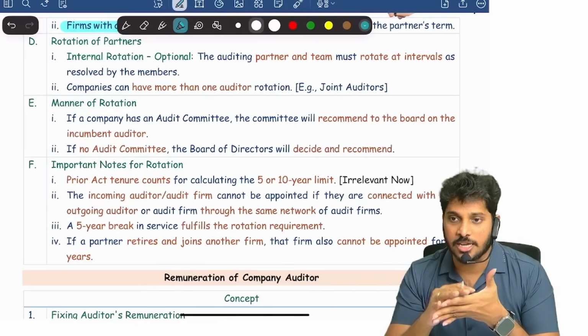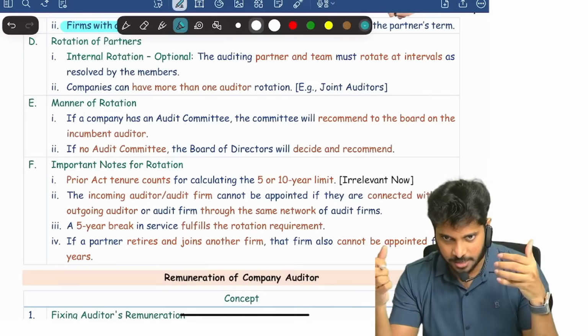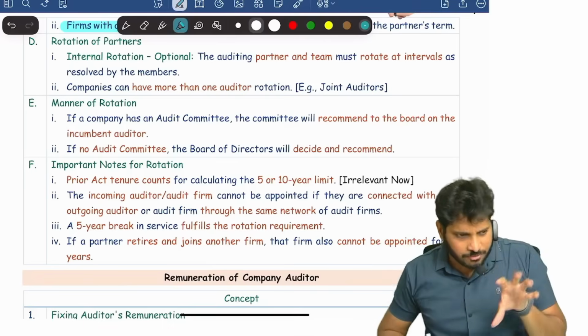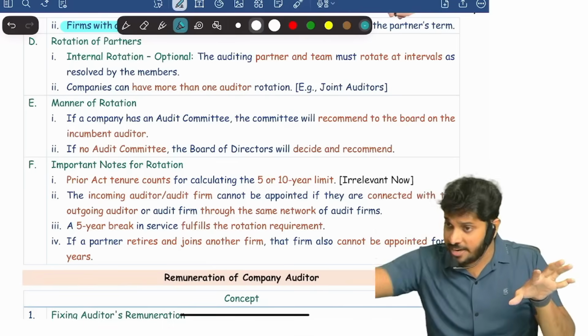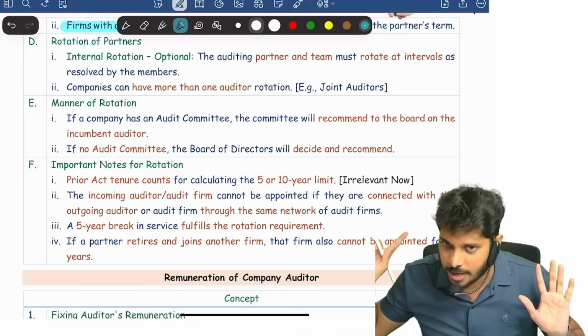KPMG, Deloitte, EY, there are big network firms. Network means brand. It is one brand, and under that, 4 or 5 firms will be there. If one firm is going out of rotation, another firm of the same network you cannot bring in. Are you clear? Able to understand?